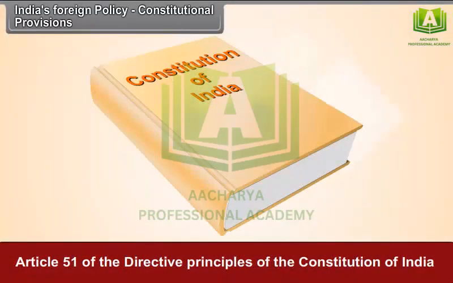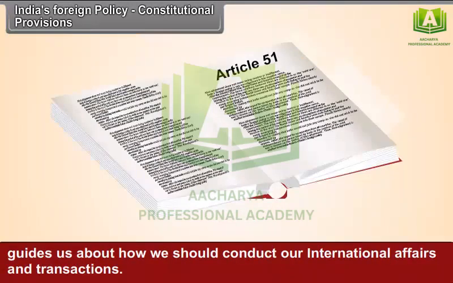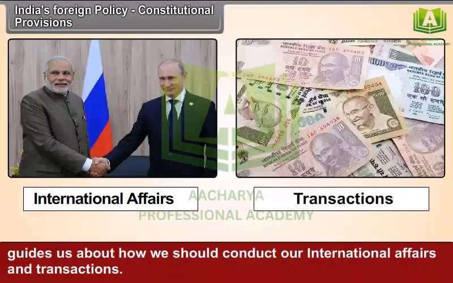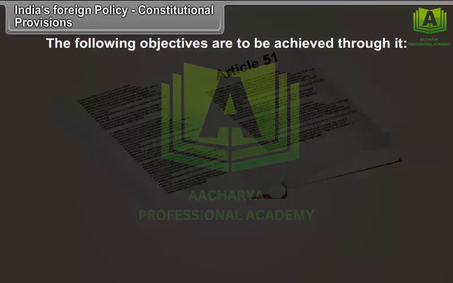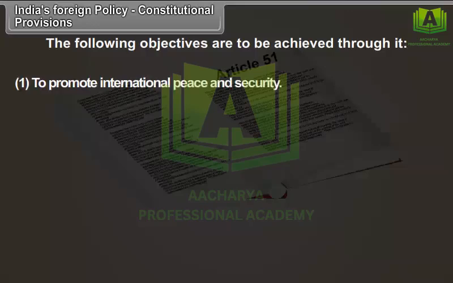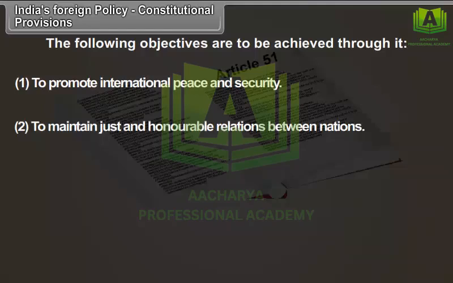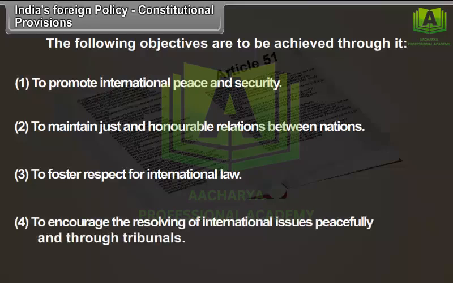Article 51 of the Directive Principles of the Constitution of India guides us about how we should conduct our international affairs and transactions. This article states the principles of our foreign policy. The following objectives are to be achieved through it. 1. To promote international peace and security. 2. To maintain just and honorable relations between nations. 3. To foster respect for international law. 4. To encourage the resolving of international issues peacefully and through tribunals.